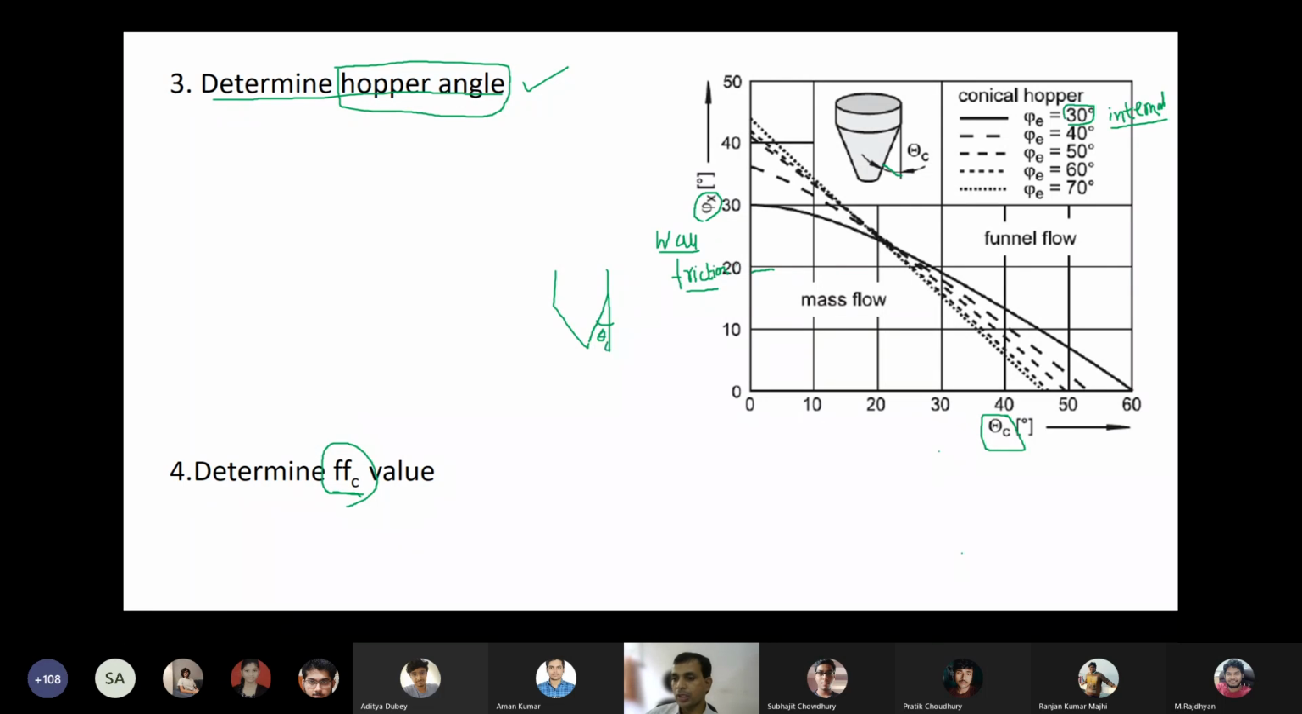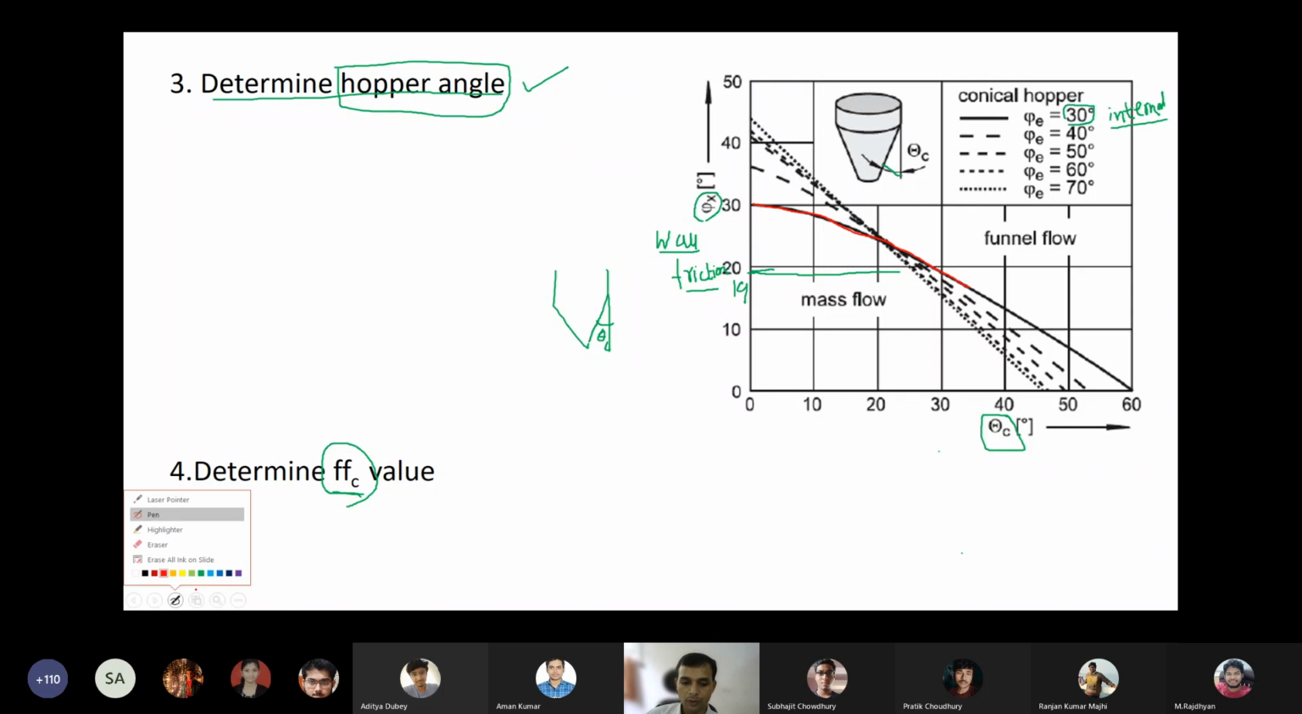The angle of wall friction given is 19 degrees. So this is 0, 10, 20, and roughly 19 will come here. If I extend this line, I need to select the 30 degree line because the internal friction is given to be 30. We have many lines, five lines, because we have five different internal friction lines. So this is the 30 degree line.